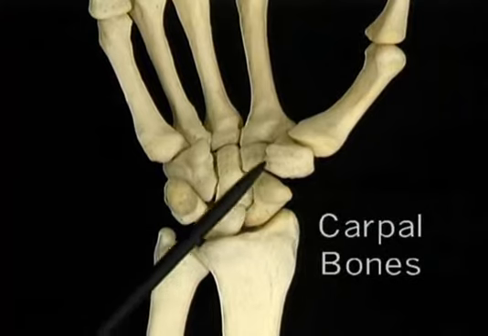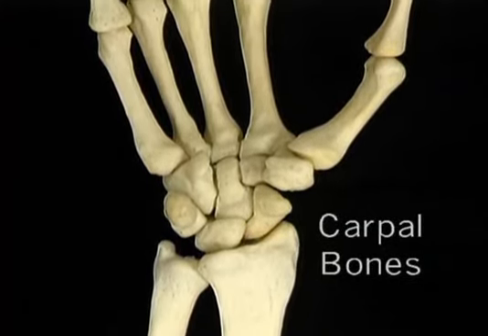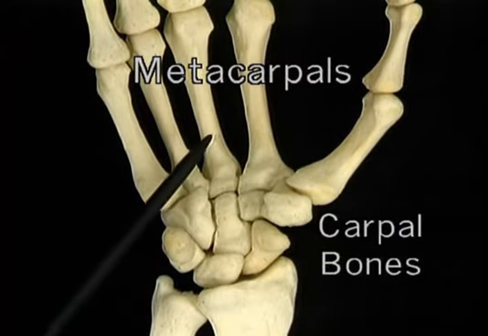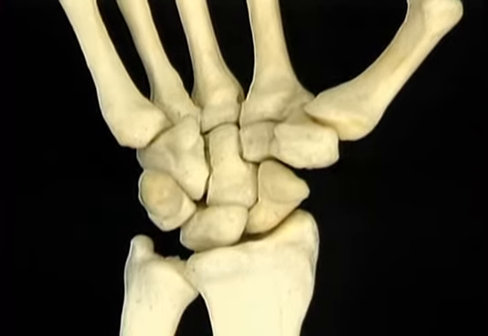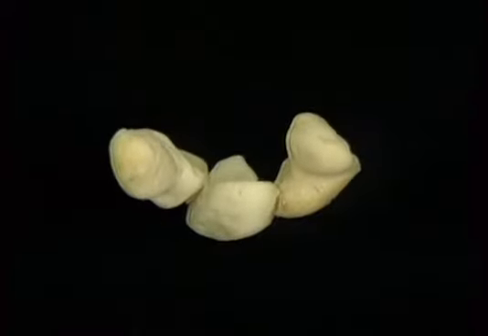Eight small carpal bones form the carpus. Distal to the carpus are the metacarpal bones, numbered 1, 2, 3, 4, and 5. The carpal bones are in two rows, a proximal and a distal. The bones in each row are attached closely to one another.